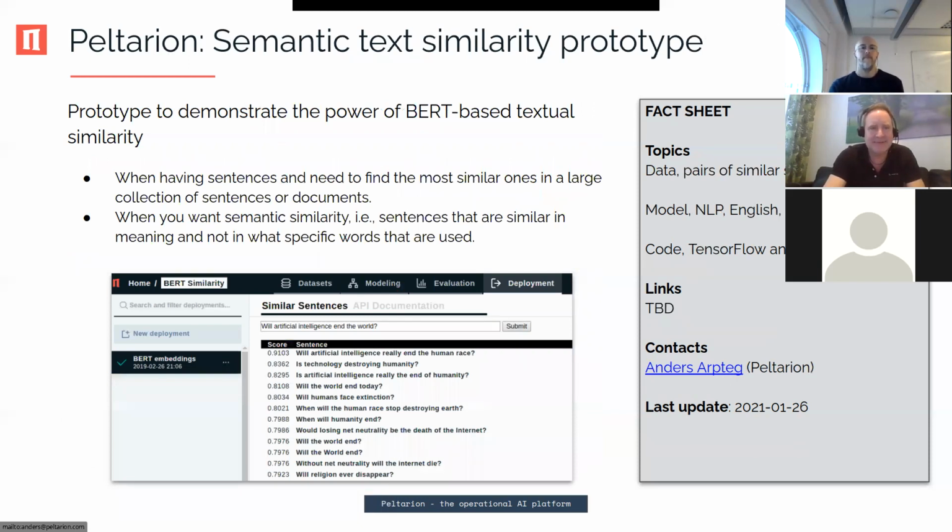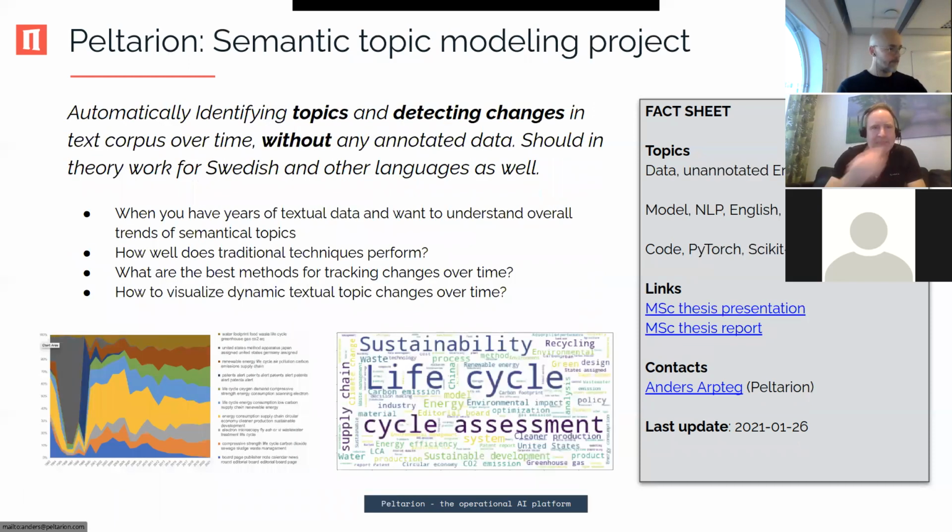Another one, I think I skipped this one. It's a traditional old example of text similarity.